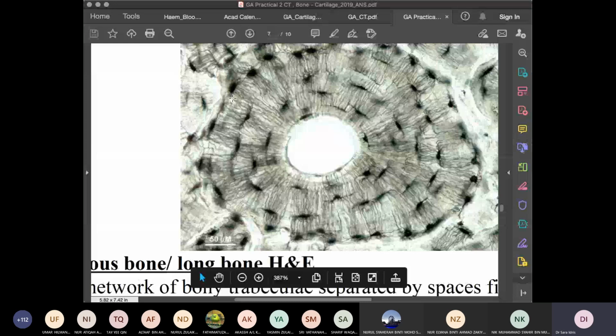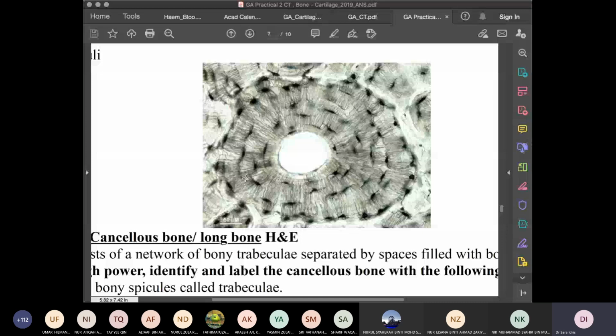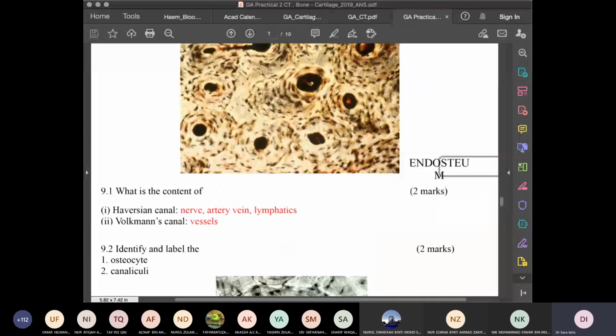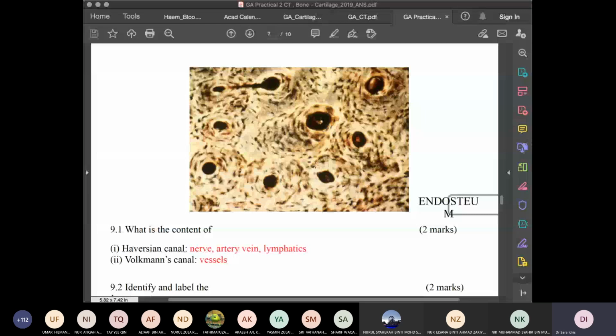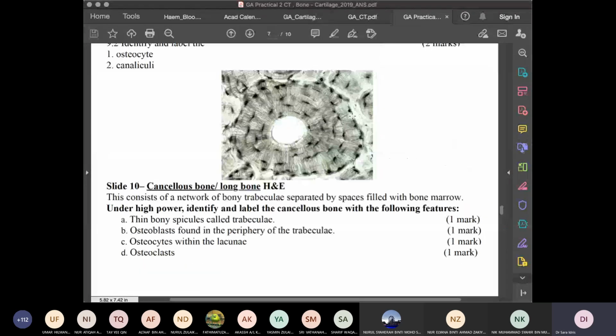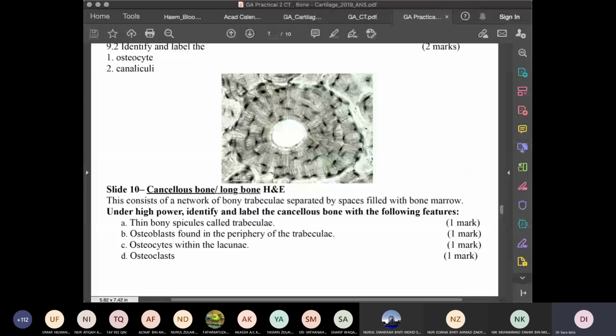So that's your compact bone. When you look at it from far, you can see all the different lamella, and you can see the canals. You can see the example of Volkmann's canal here. It's quite difficult to get a good section with a Volkmann's canal. When you look at a higher zoom, you can look at the osteocytes and the canaliculi.